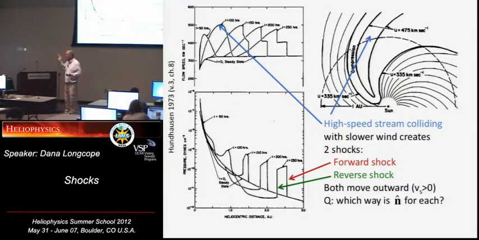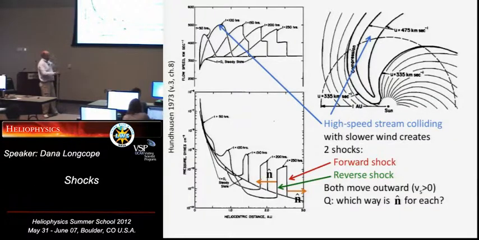Let's use pressure. Which way should the shock normal point, from which side to which side? Opposite to the gradient, so from high to low pressure, right? So the shock normal always points from high density to low density and always from high pressure to low pressure. So the shock normals here are as such.